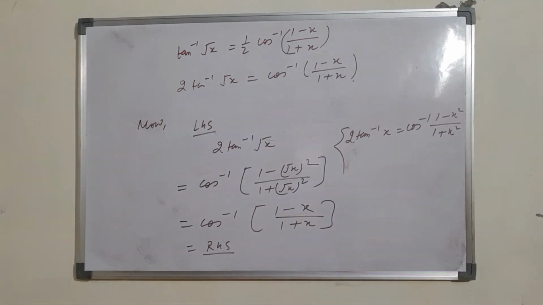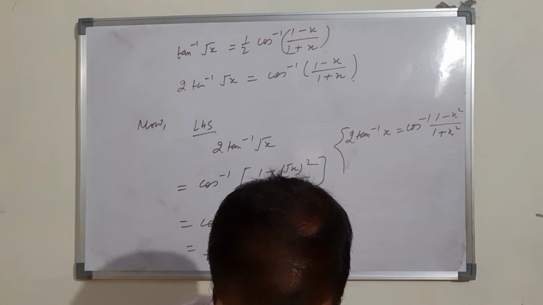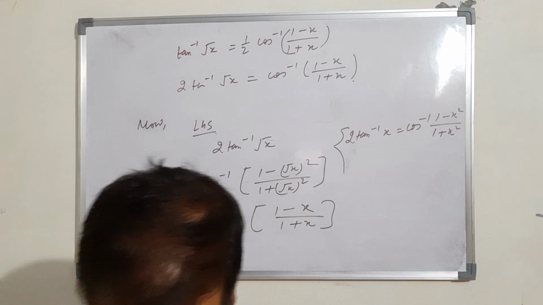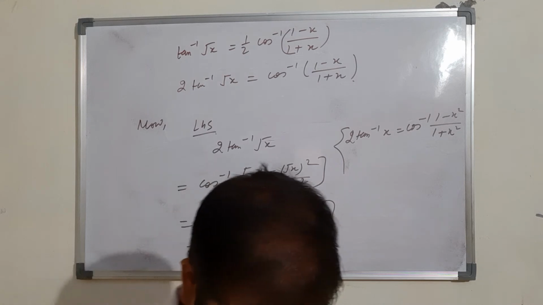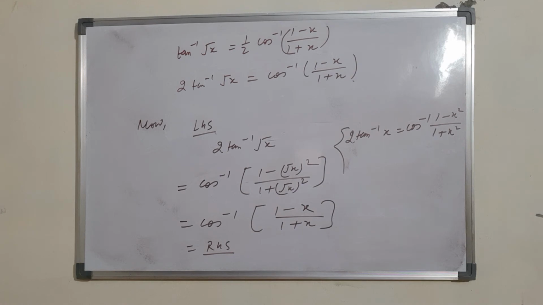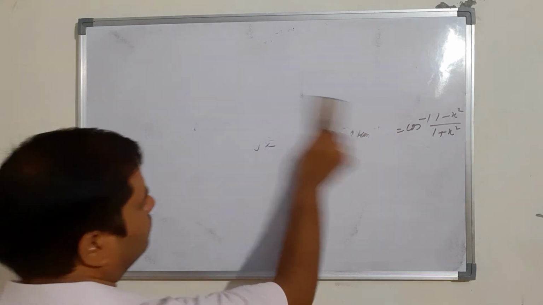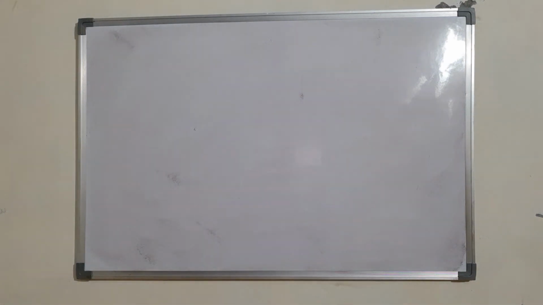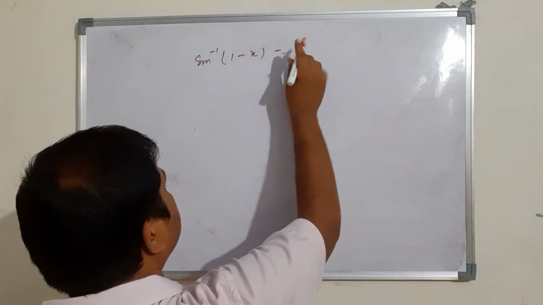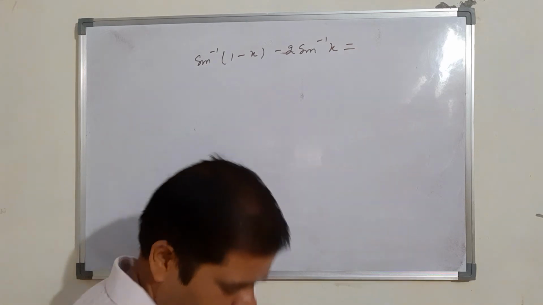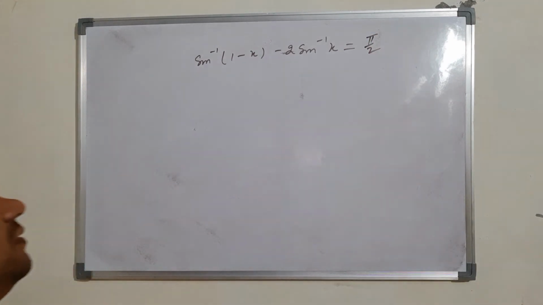So next question. Sin inverse of 1 minus x minus 2 sin inverse x is equal to pi by 2. Then what is the value of x?